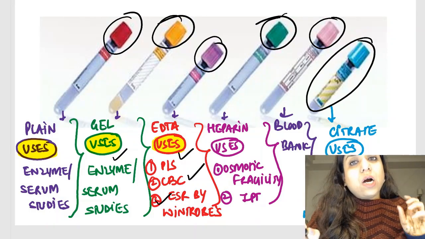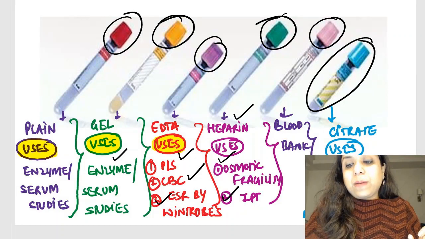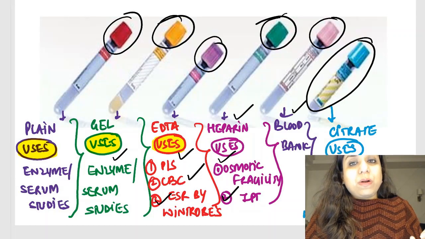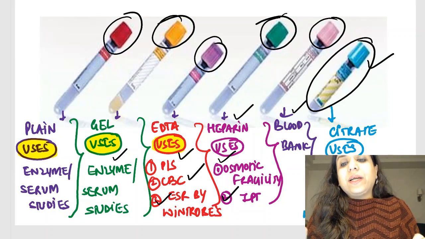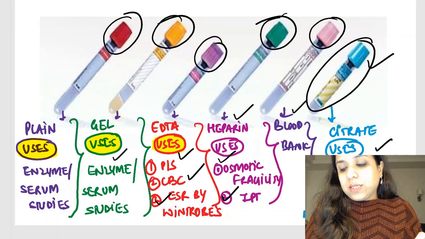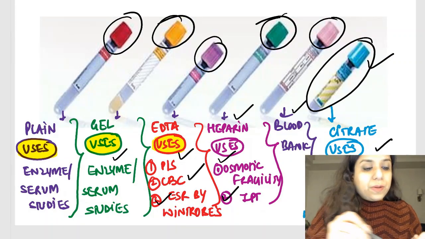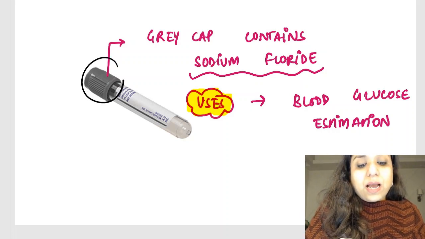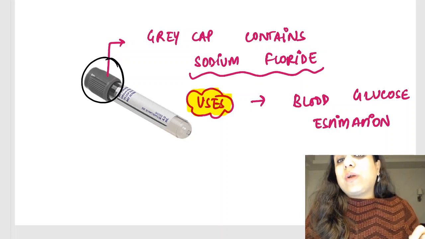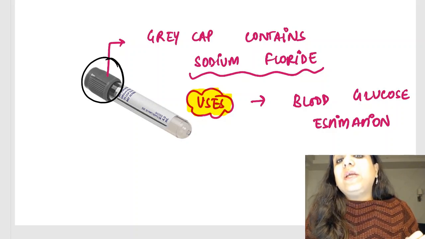The green tube has heparin, used for osmotic fragility and immunophenotyping. The pink tube is used for blood banking, and the blue tube carries citrate, right? And it is used for coagulation studies and ESR determination by Westergren's method. Very important, right? Another tube which is left, students, is the one with a grey cap. This contains sodium fluoride, and that is why it can be used for blood glucose estimation, because sodium fluoride inhibits the enzyme enolase, right?